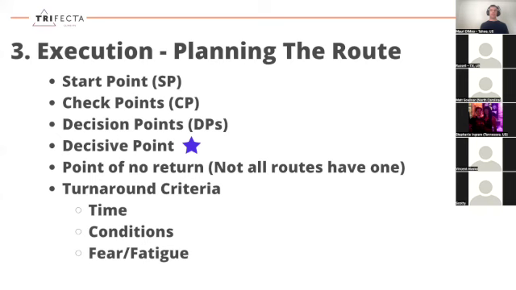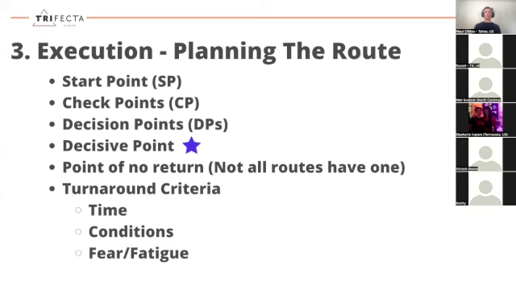So, actually planning the route. When you saw the example route from the Mount Dana example, I had a few points in there. I had some checkpoints and I had some decision points. So here's a few things that you can include in your route, not all of them will be required for each route that you plan.